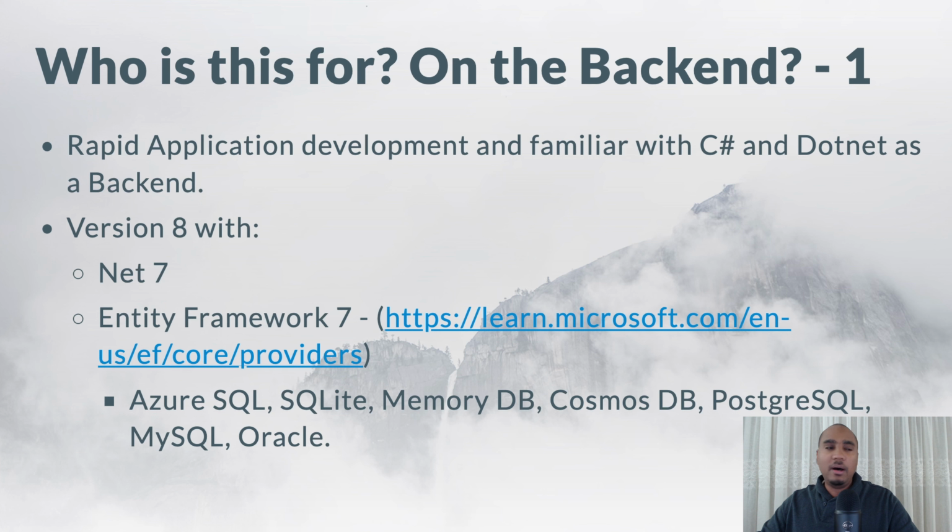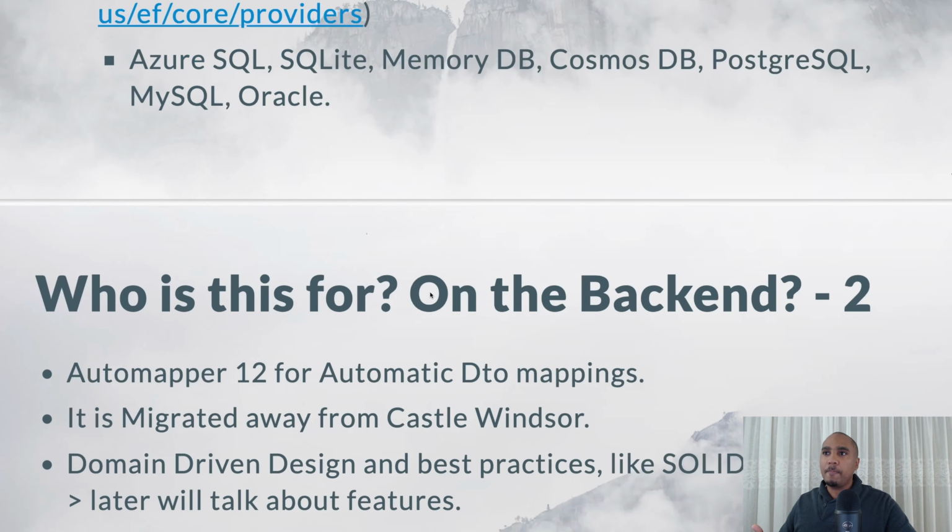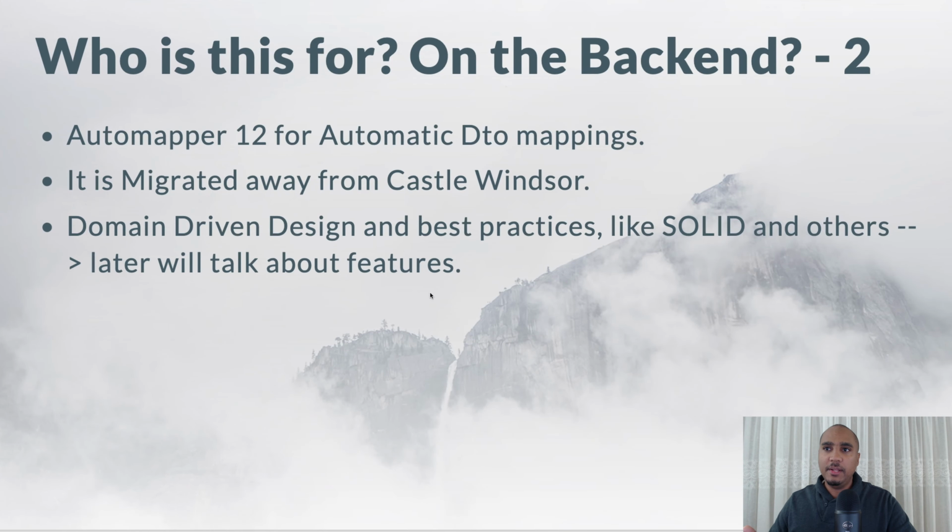So let's talk more about what this is for, okay? Another thing is, let's say you have worked in the past with AutoMapper. You probably haven't worked with version 12 of AutoMapper, but this framework is going to give it to you out of the box, configured for any entity that you create. You're going to get the latest version, AutoMapper 12, for automatic DTO mappings.